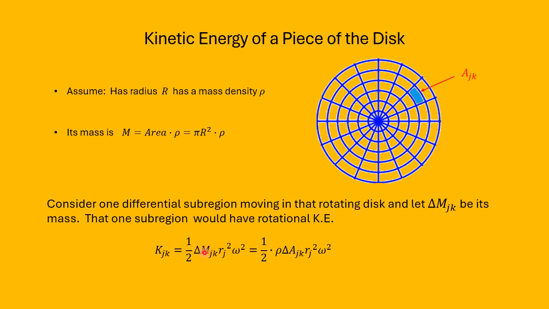Now, the mass here, m sub jk, can be written as rho times the area, delta a sub jk, and then the rest of this is the same as before. We still have the half here, half here. We still have the r sub j squared in both of these as factors. We also have omega squared as factors. So the jkth kinetic energy is given by this.